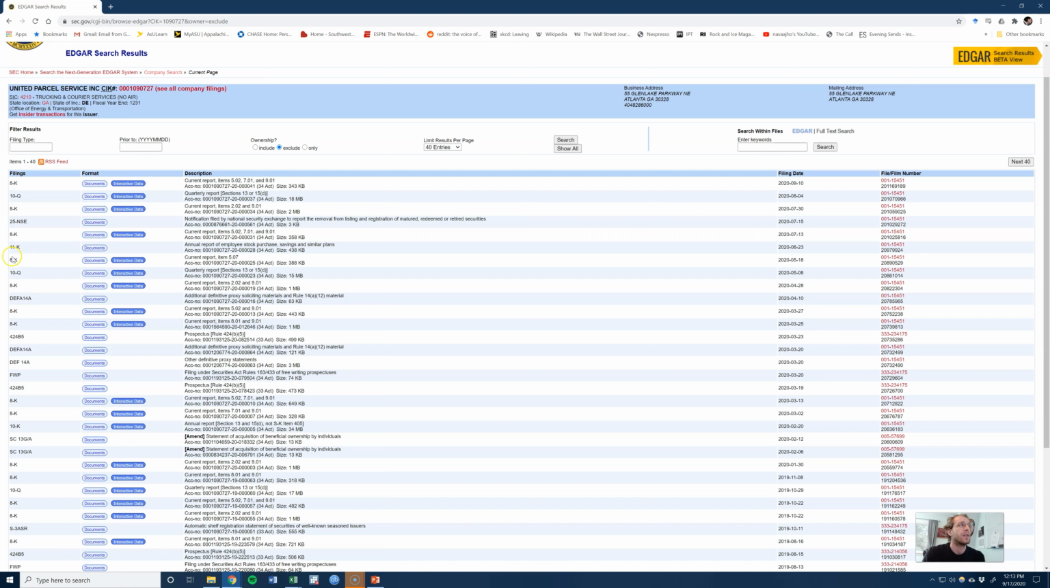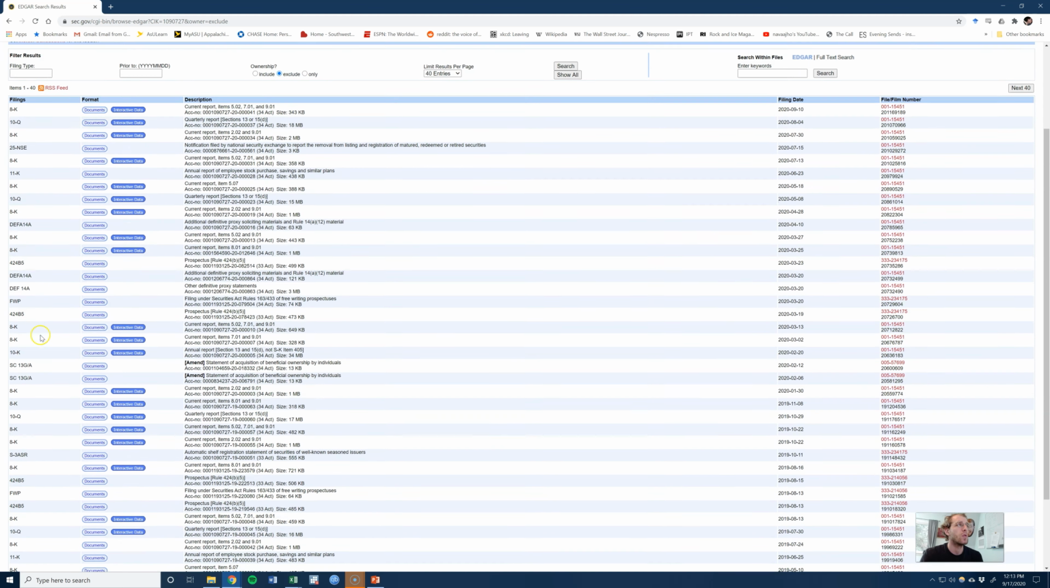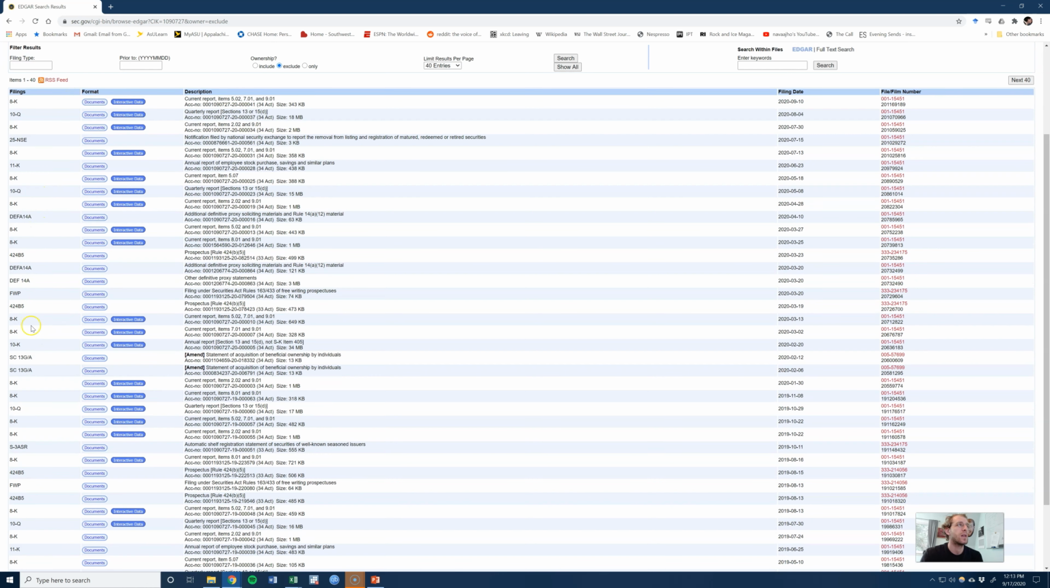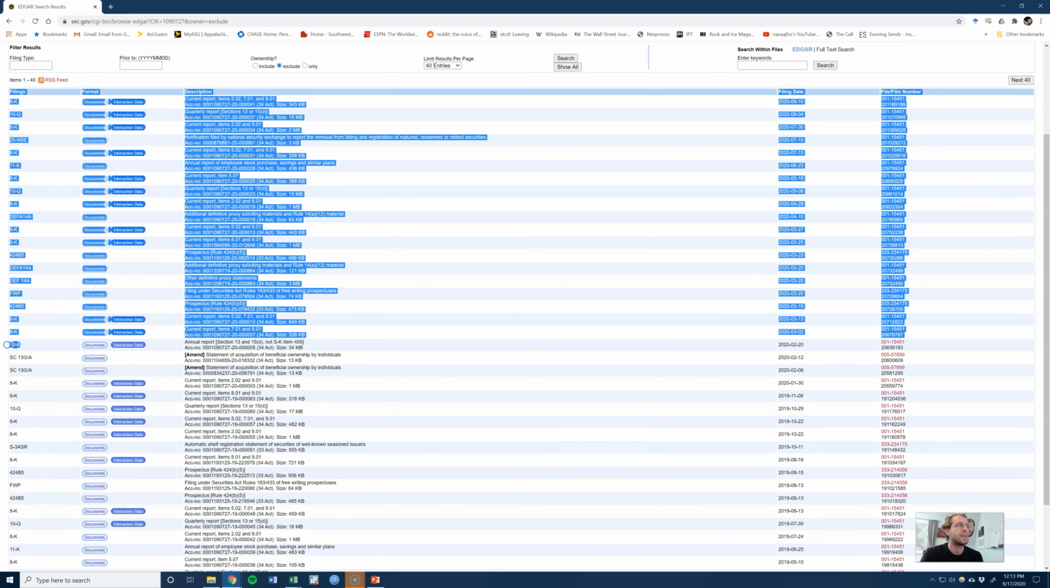So you can see there's tons of 8Ks because this is required for a number of different company decisions. They have to file an 8K, updated statements, things like that. They have sort of proxy statements relating to different rules and regulations. So you can see that there's tons of them. But what we're looking for is the 10K.